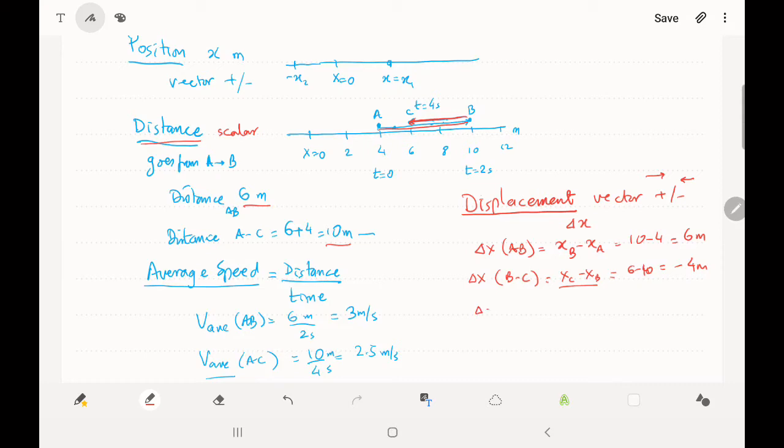And therefore the displacement from A to C is going to be x at C minus x at A. It's always the final minus initial. The final position is 6, and the initial position is 4, so it's plus 2. So the displacement between A to C is plus 2, whereas the distance from A to C was 10.